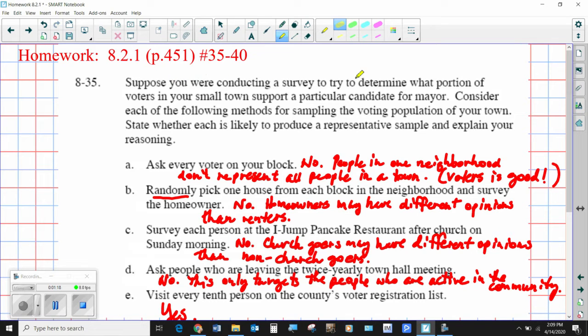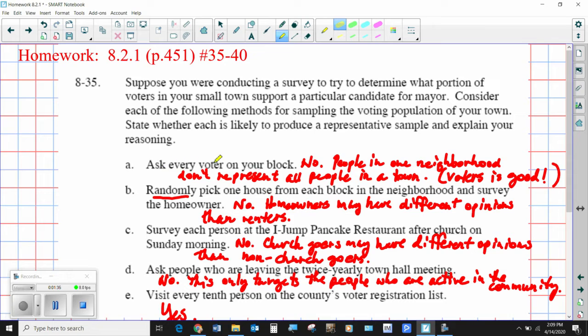Suppose you were conducting a survey to try to determine what portion of the voters in your small town support a particular candidate for mayor. Consider each of the following methods for sampling the voting population of your town. State whether each is likely to produce a representative sample and explain your reasoning.